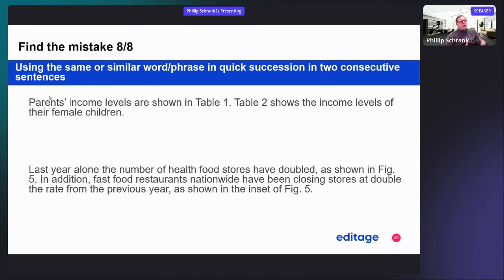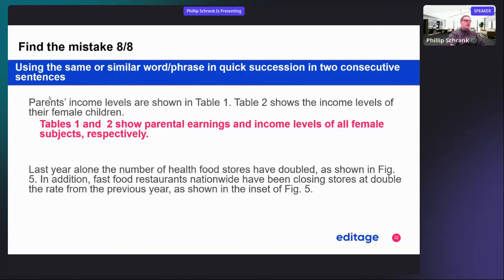Also be aware, this is more of a style mistake than a grammatical mistake. Don't use the same or similar words in quick succession in two consecutive sentences. So here, in this first sentence, "parents' income level are shown in table 1. Table 2 shows the income level of their female children." It's just a style mistake. It's not good to put those kinds of similar things in consecutive sentences.